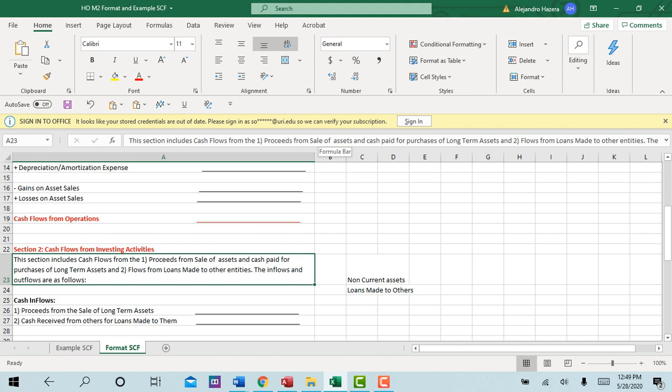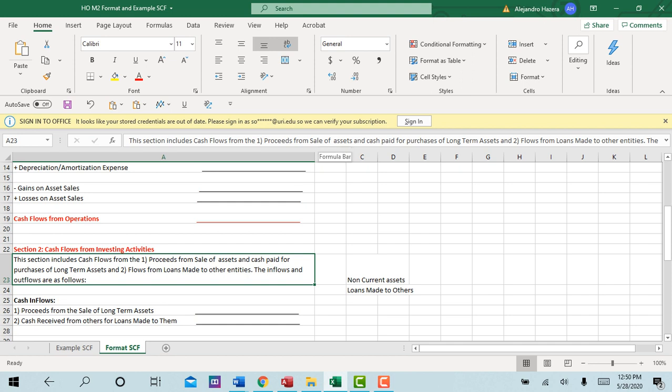And the second activity that goes in here is flows from loans made to other entities. This is not money you borrow. This is money from loans you make to other entities. It could be that you invest in the bonds of another company. That would be a loan to another company. Money you borrow is going to go in the financing section. But loans made to other entities go here. When you make a loan to another company, that's an investment because you get the interest on it. And that's an asset too, by the way. But I always separate that out because people always confuse loans made to other companies from money you borrow from other companies like a bank.